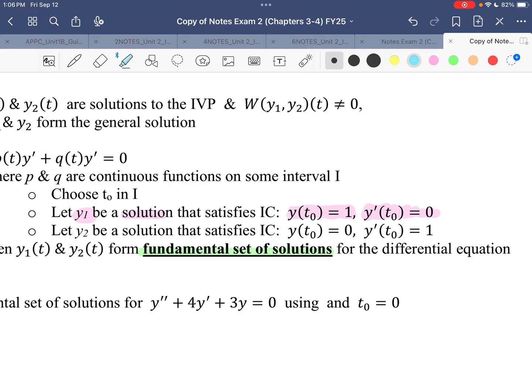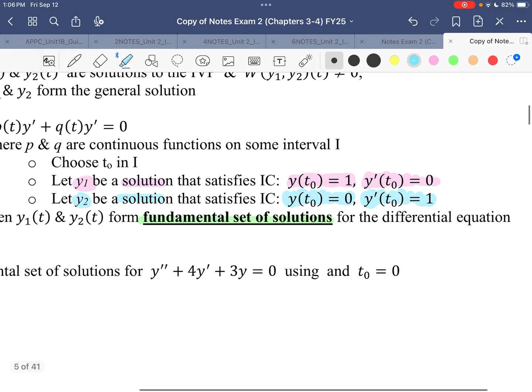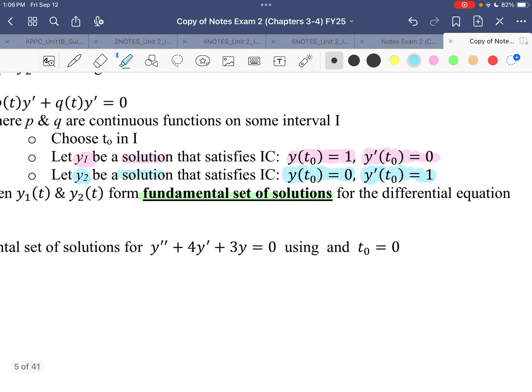Then we do essentially the same thing for y2, but flip it: the original y value when we plug in t naught is equal to 0, and the derivative is equal to 1. Why this works is that you have 1 for both the initial y and its derivative, so you can multiply it higher if you need to. It's kind of like the unit circle: as long as it has 1 unit, you can scale it up.